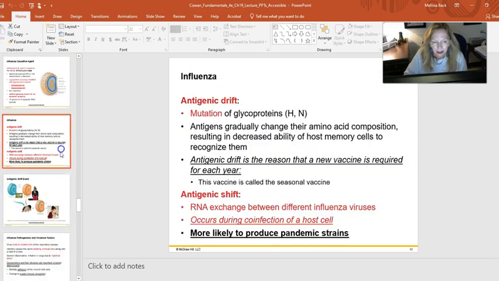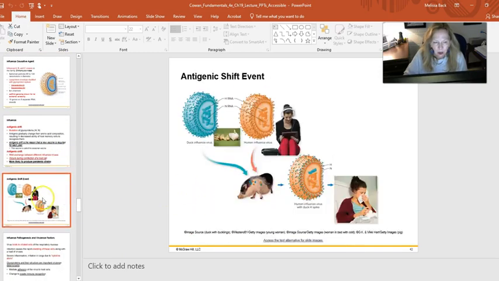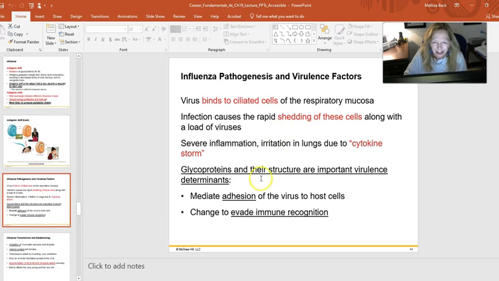The difference in the shift is that this is when multiple species mix, so an animal species virus mixes with the human virus, and then that combination becomes a much more virulent strain. So that's how that actually works.